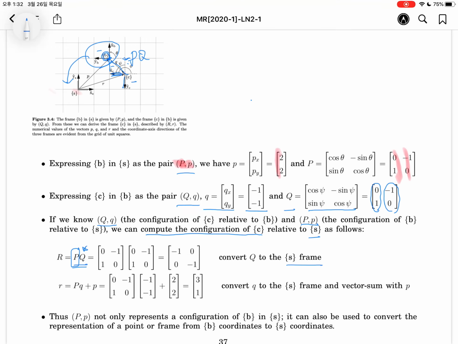This q vector is described in terms of the P frame. This is also changed into the S frame by multiplying the rotation matrix P. So the q is converted to the S frame using the P matrix, and then the vector sum is achieved by adding p. Then we can get the r vector. Here we can see that the rotation matrix acts like an operator to convert the reference frame.